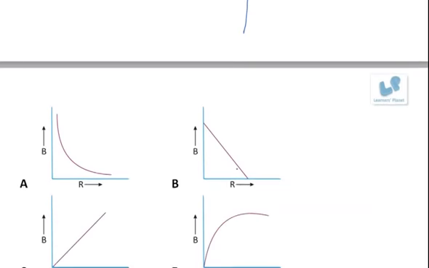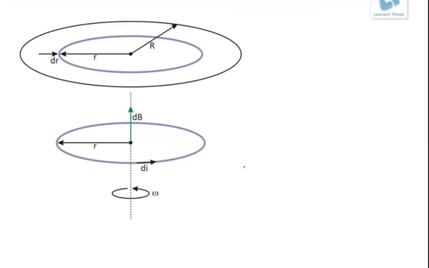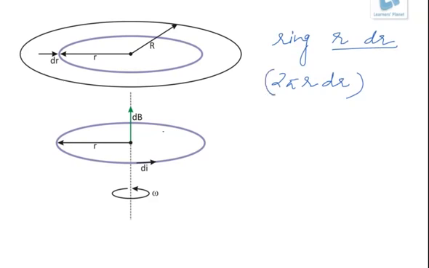Okay, now let us say this is the disk, and in this entire disk we assume a small elemental ring of radius r and thickness dr. So the total length of this elemental ring will be 2 pi r dr. Now, since the charge is distributed uniformly across its entire area, the surface charge density sigma will be given by total charge q upon pi R square.